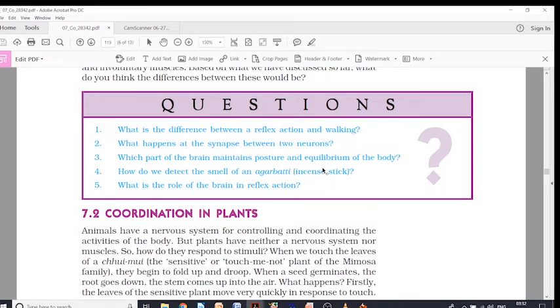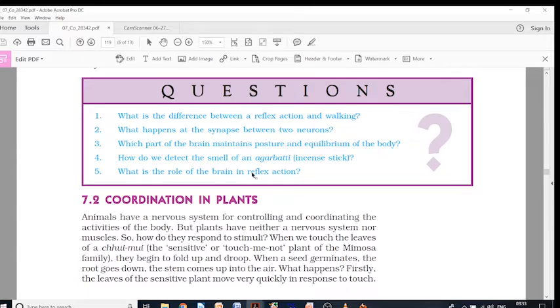Then which part of the brain maintains posture and equilibrium? Just now I said, the cerebellum, the hindbrain's portion. And how do we detect the smell of an agarbatti? Of course, by the olfactory receptors present in the olfactory lobes, which are located in the forebrain. Then what is the role of the brain in reflex action?